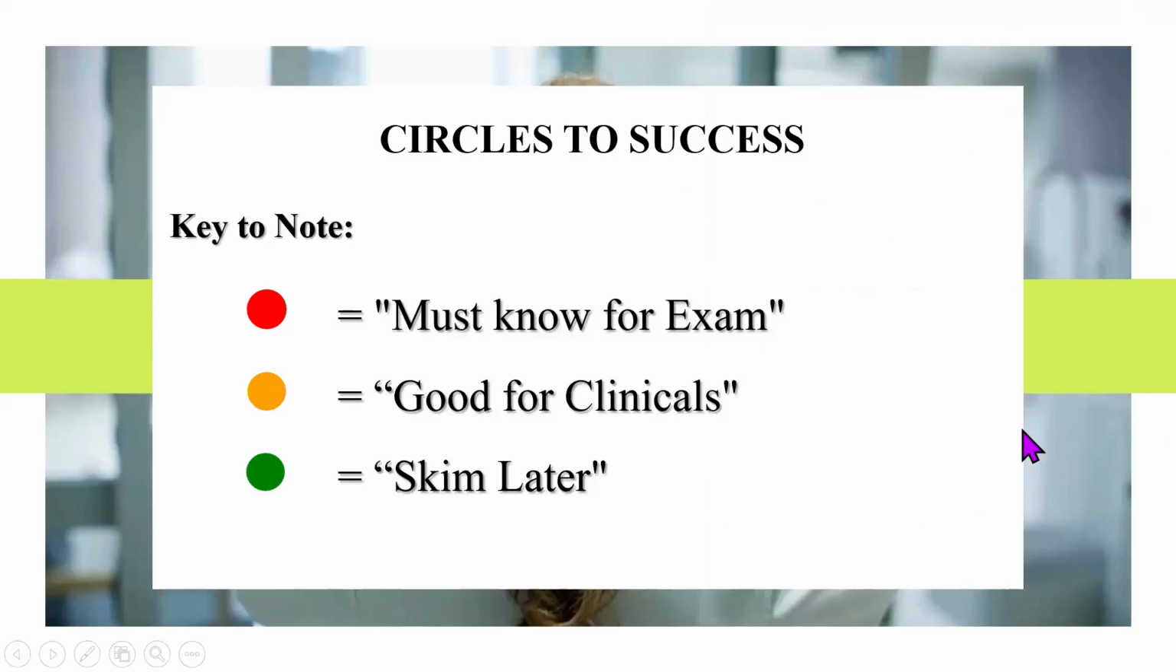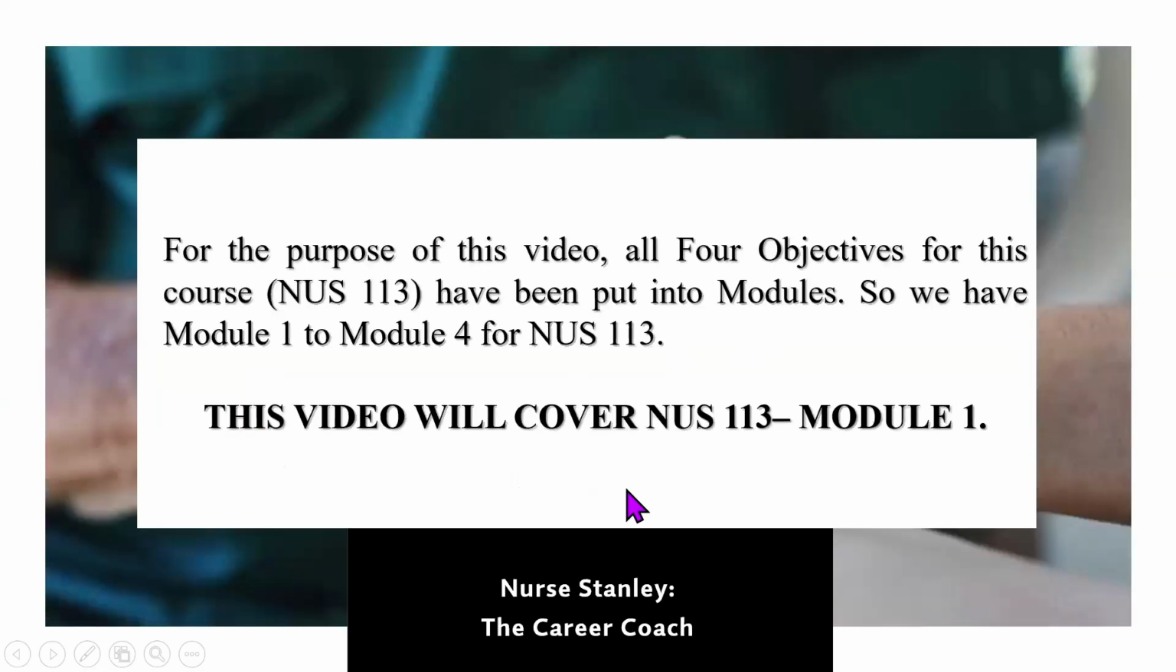Circles to success for all these topics. Everywhere you see red circles, they indicate that these areas are a must-know for your next examination. The orange circle indicates that these areas are good for your clinicals, and green circles ask you to skim through this video at later times.